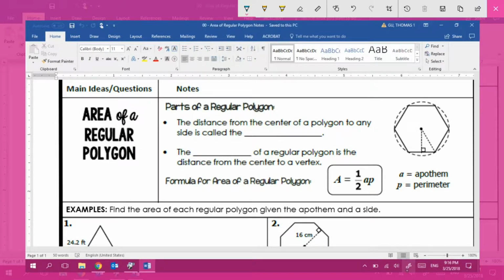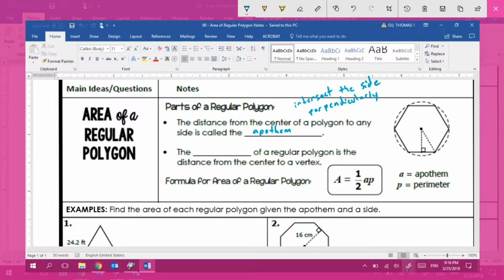The distance from the center of a polygon to any side is called the apothem. Apothem. And there's one, it's going to intersect, and you can write this down, intersect the side perpendicularly, which means at a right angle.